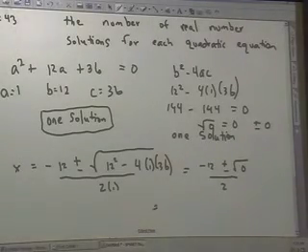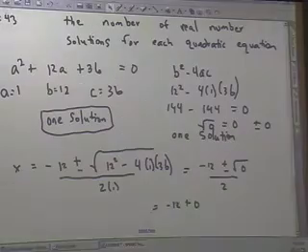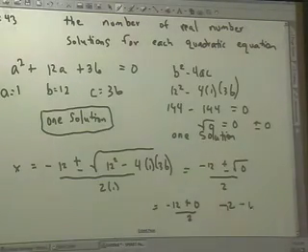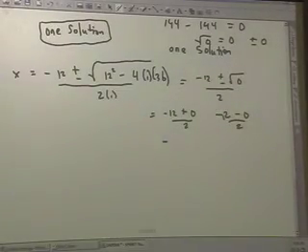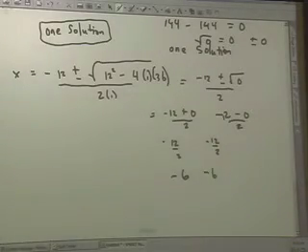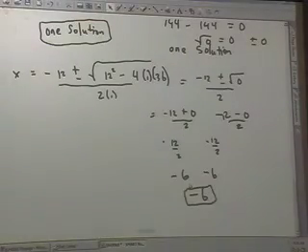That means it's going to be negative 12 plus 0 over 2 and negative 12 minus 0 over 2. Those are the same thing. This is equal to negative 12 over 2, which is equal to negative 6. It's the same thing. We just write it once, one solution, and that solution is negative 6.